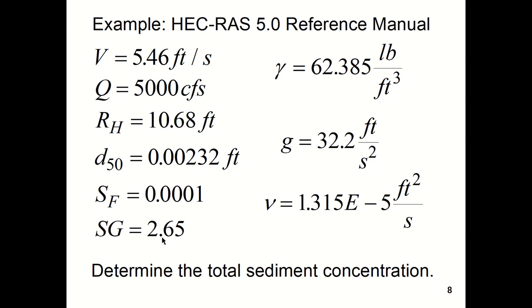The specific gravity, 2.65. Specific weight of water at that particular temperature, not quite 62.4. They use gravity of 32.2 and the value for the kinematic viscosity of 1.315 times 10 to the negative 6th feet squared per second. So from this information, they go through and they calculate the total sediment concentration using Yang's method.